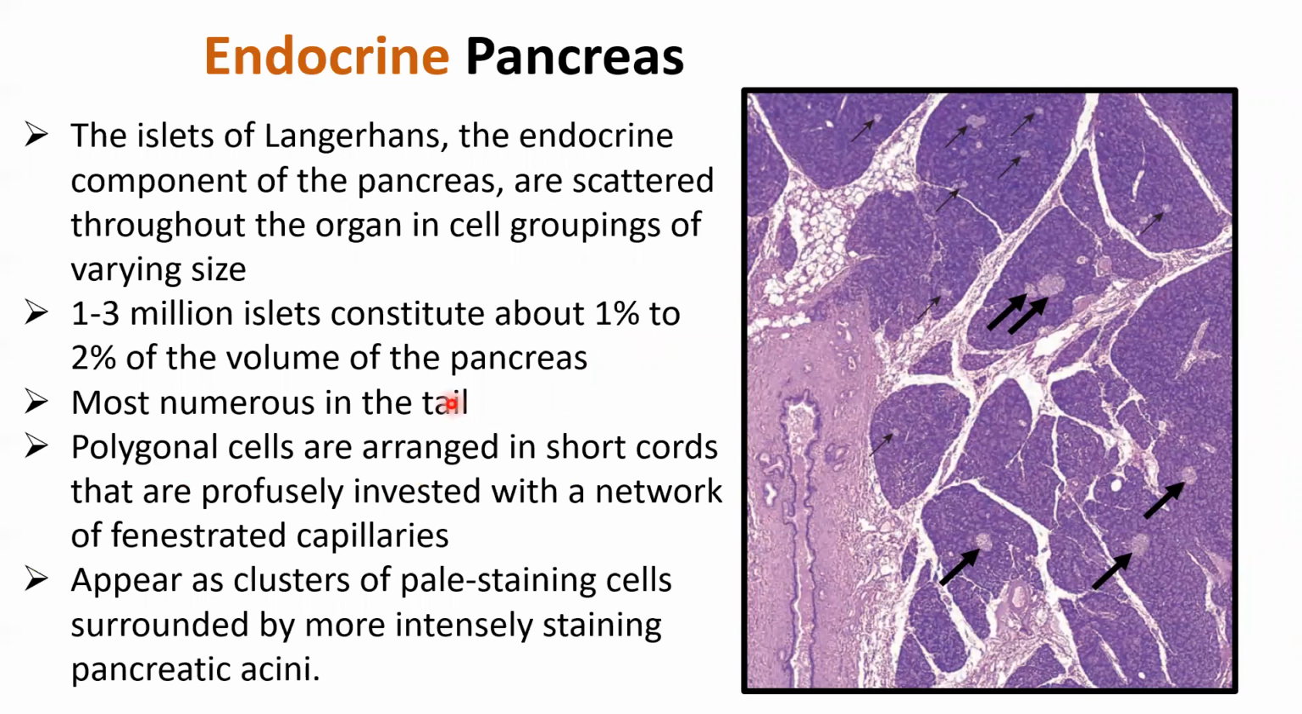They're most numerous in the tail. They look like polygonal cells, similar to hexagonal, arranged in short cords, and they are profusely invested with a network of fenestrated capillaries.